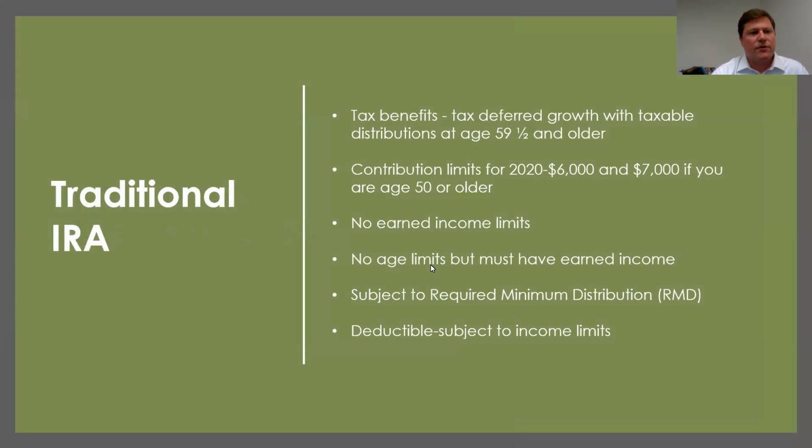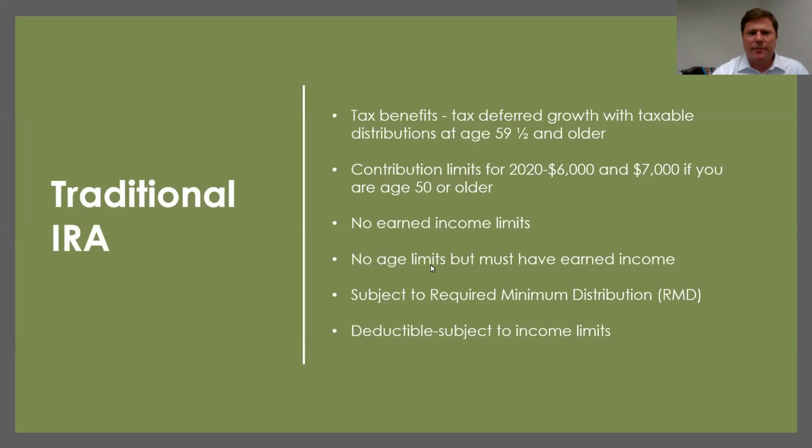Now, taking a look at the traditional IRA, I've got some bullet points here of some things that are important about it. The main one typically in both of these is the tax benefit. They grow tax deferred. They have taxable distributions at age 59 and a half or older, but still, what a great tax benefit. You get to put money in typically on a pre-tax basis, but sometimes on an after-tax basis, and it grows tax deferred, and you take it out and pay tax later in hopes of being in a lower tax bracket.